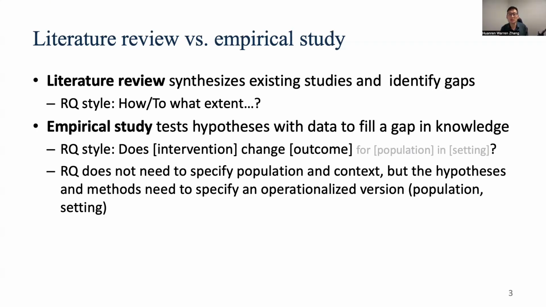Right? The research question style for empirical studies is: does this type of intervention change the outcome, or does this type of bias influence behavior? Right? So you see here, I have added something towards the end: for this type of population in this type of setting. This is just to remind you that for an empirical study, the research question needs to be specific. The statement of the research question can be general. You can say, does nudging change people's healthy eating?